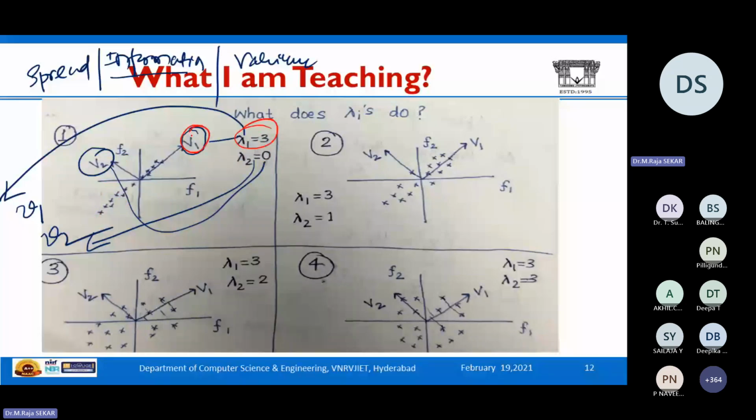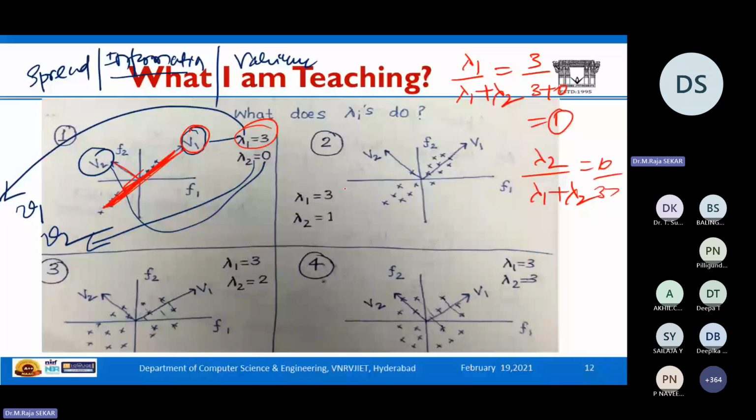How much information you can find along V1: there is a simple formula, lambda 1 by lambda 1 plus lambda 2. What is my lambda 1? 3 by 3 plus 0. 3 by 3 plus 0 means 1. 1 means 100% of data is along the V1 axis only. How much data is along V2? Calculate lambda 2 by lambda 1 plus lambda 2. That is 0 by 3 plus 0, which is 0. 0% of data along V2. Yes, this is case 1.